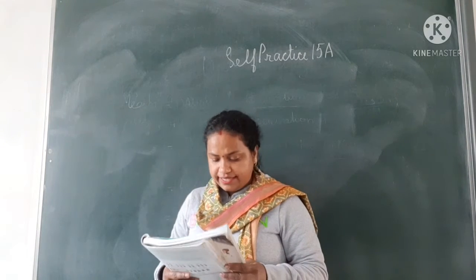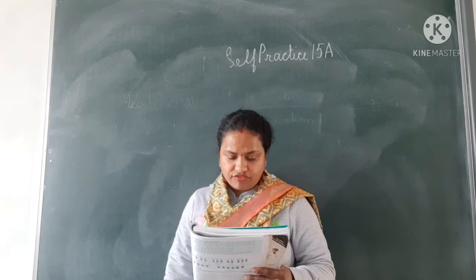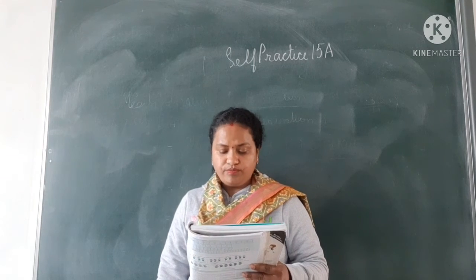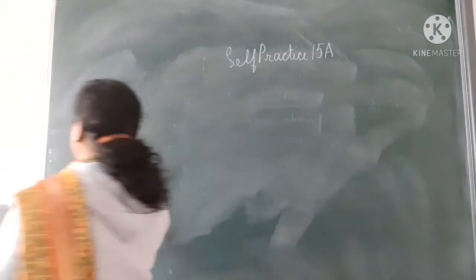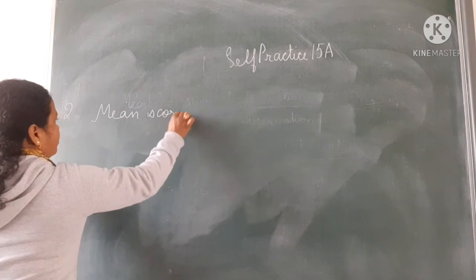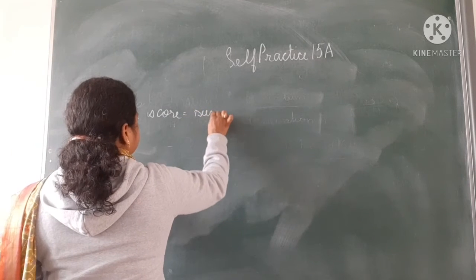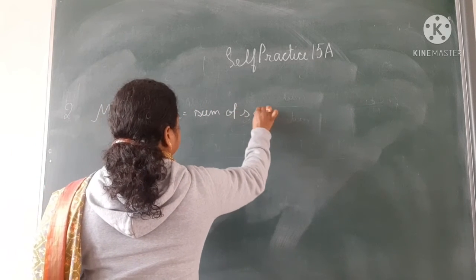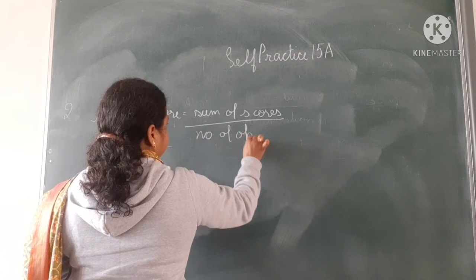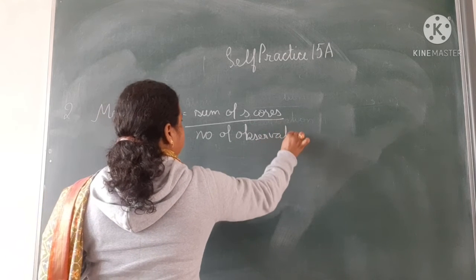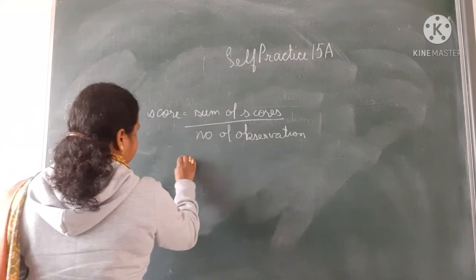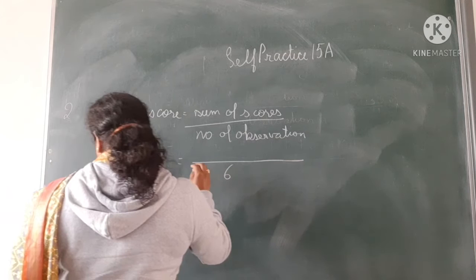Raman's last 6 batting scores were 138, 144, 155, 142, 167 and 172. What was his mean score? Then question number 2, what you have to find? Mean score. So what you will have? A sum of scores upon number of observations. So in how many matches are the scores given? It is out of 1, 2, 3, 4, 5, 6. So upon 6, and you will add all the numbers.